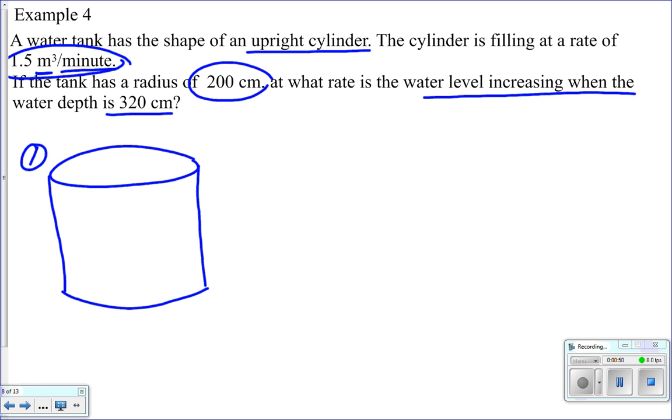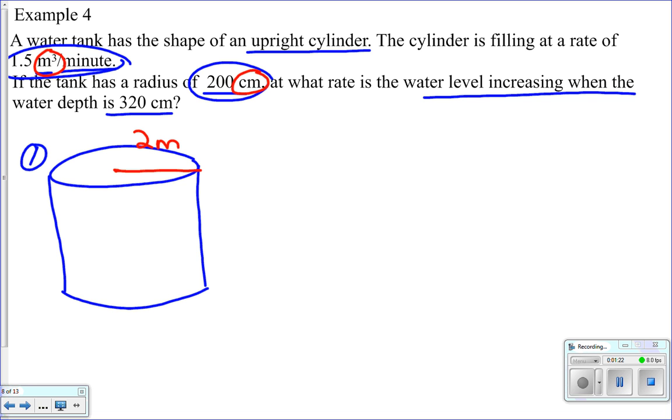They do tell you that the water tank has a radius of 200 centimeters, but watch out. One thing that I mentioned in class is watch that your units are the same. Notice that the rate at which the volume increases is in meters cubed, whereas this is in centimeters, so you need to convert. I'm going to convert centimeters to meters for this question. So we all know that in 1 meter we have 100 centimeters. So the value of my radius is going to be 2 meters.